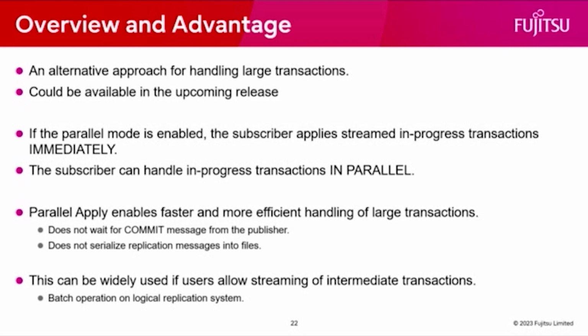Unlike in previous versions, the subscriber does not wait for the commit message, resulting in reduced total elapsed time. Moreover, while operating in parallel mode, the subscriber does not have to serialize any replication messages to disk, which means that resource usage can be decreased. This feature can be widely used if users allow streaming of in-progress transactions, and particularly, it can help with batch operations on the publisher node.